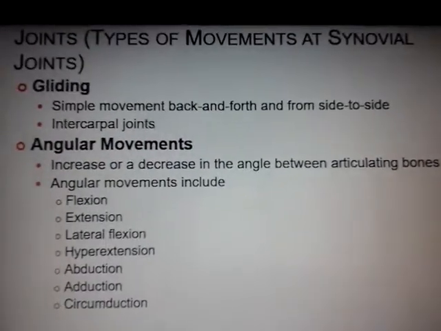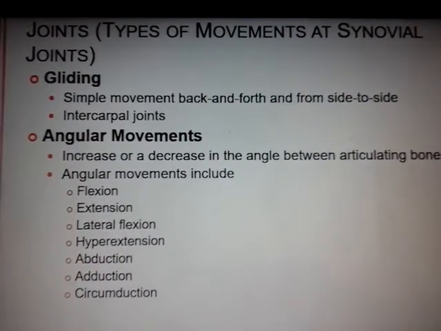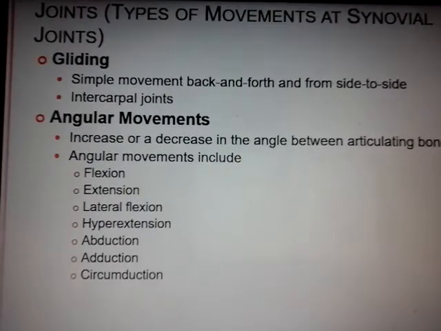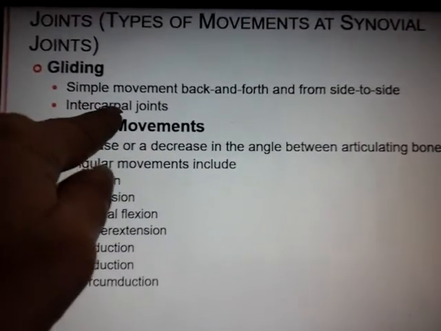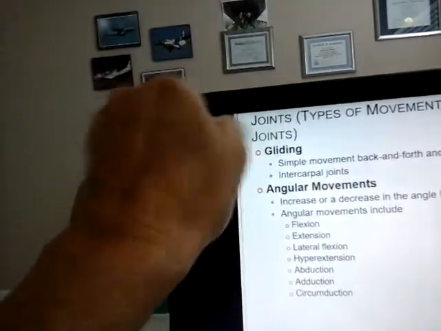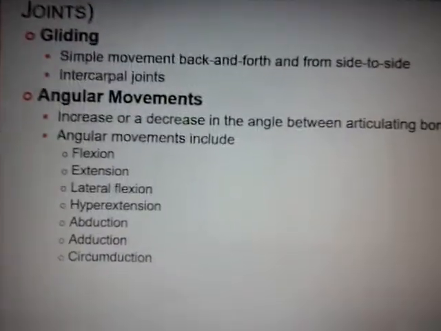A gliding motion is just simple movement back and forth or side to side. For example, your intercarpal joints. Remember, your carpals are your wrist. You know that you can bend your wrist back and forth, and you can swing your wrist side to side. That's what we mean by a gliding joint.